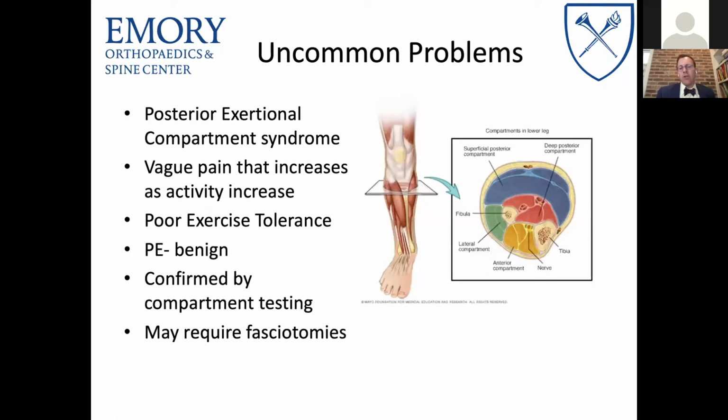Another one to think about is exertional compartment syndrome. It's a vague pain that increases as activity increases. They often have poor exercise tolerance. The pain goes up and down the calf, but there's not really those classic changes of a tendonitis. You may want to think about it, and often we can do exertional compartment testing to figure it out. Anterolateral is more common, but it can occur in isolation posteriorly as well.